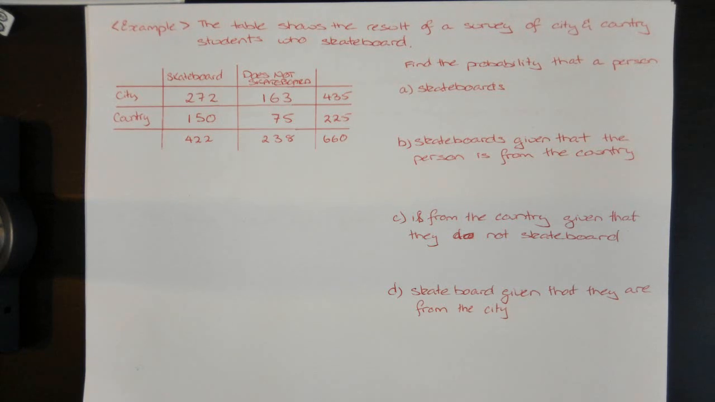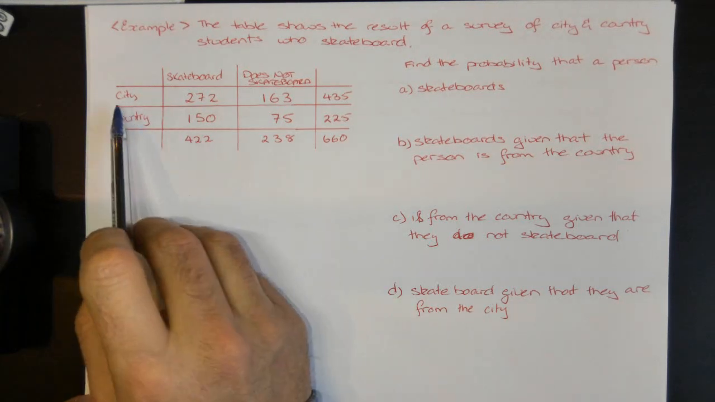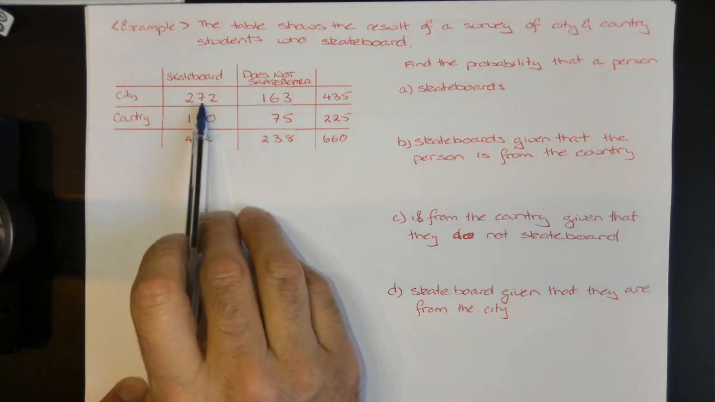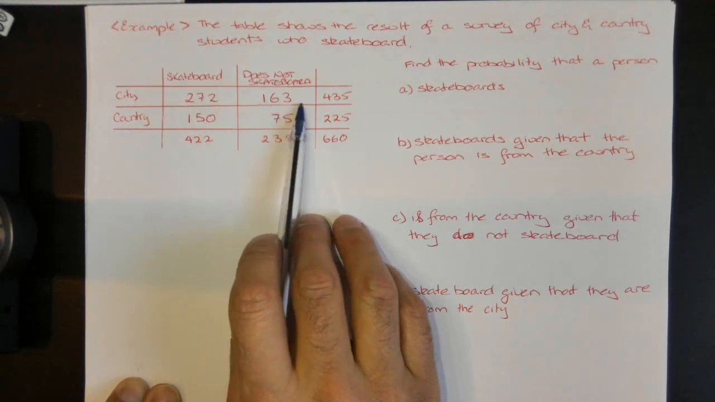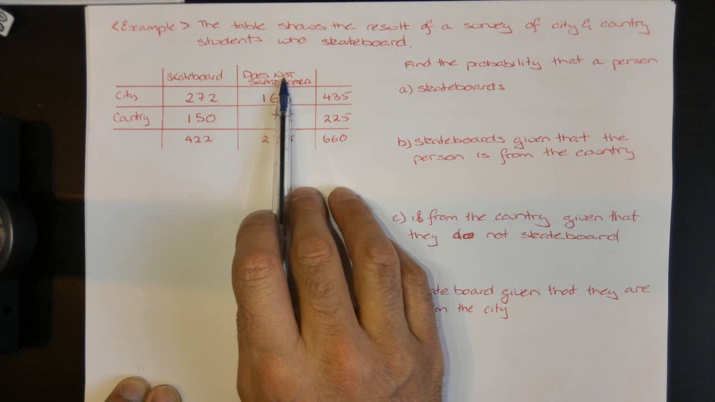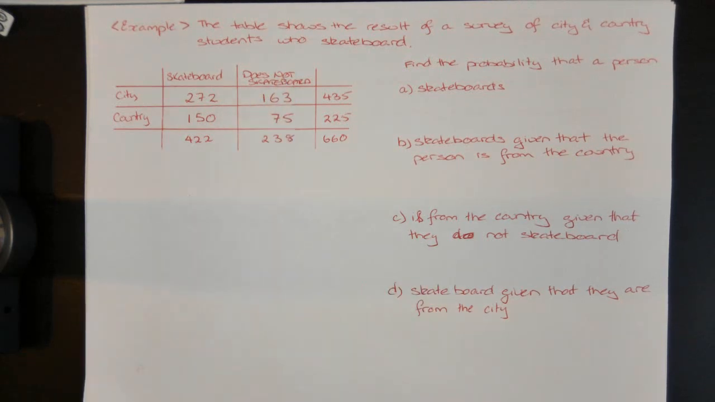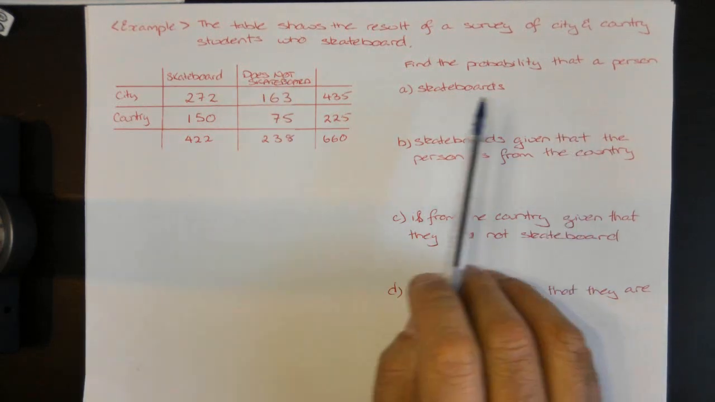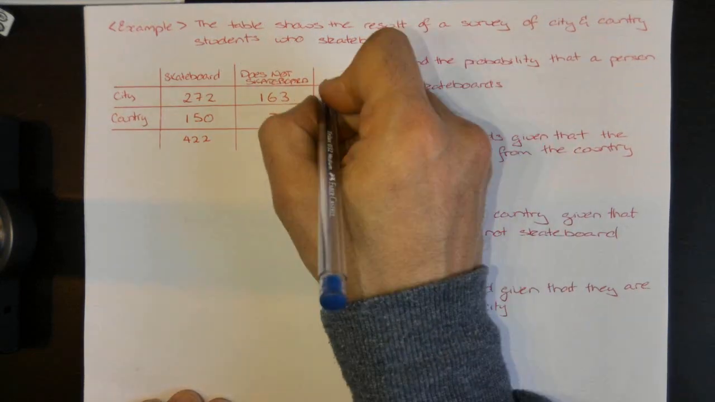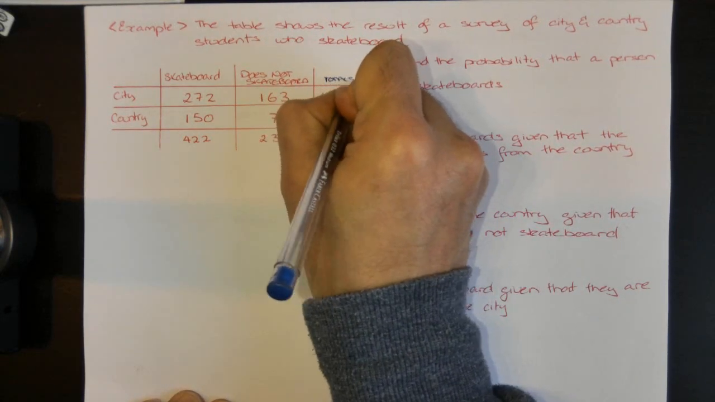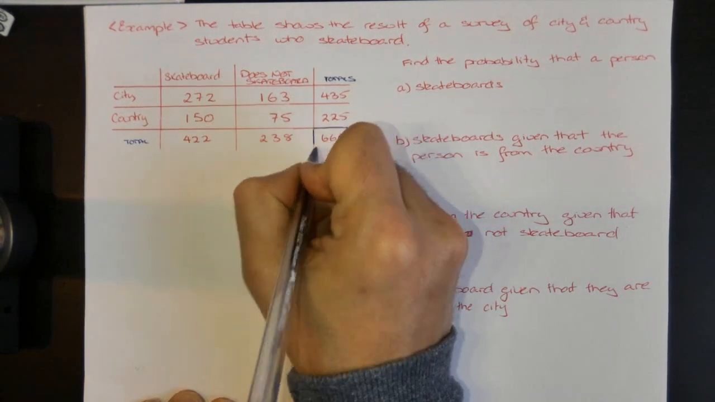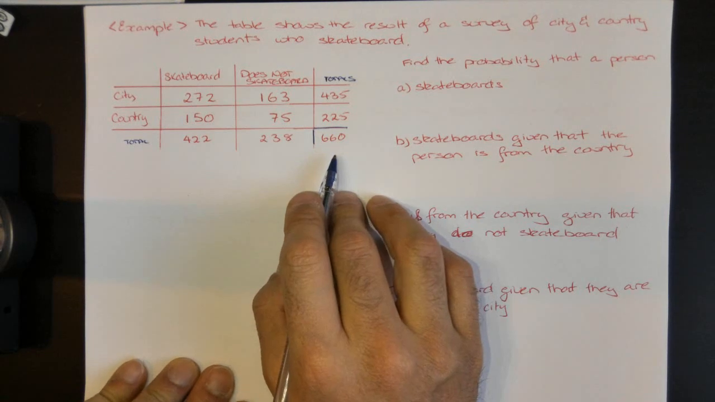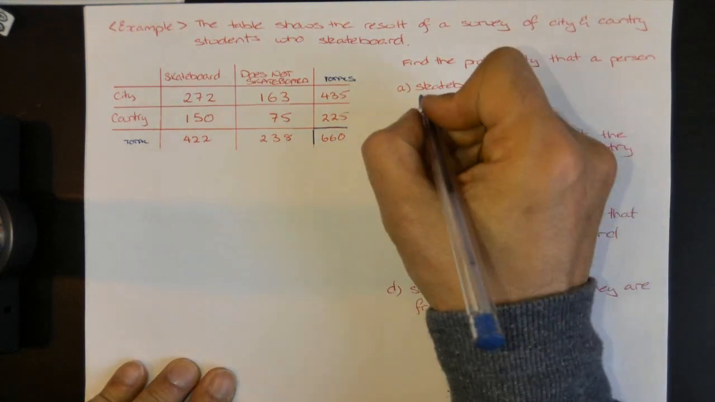The table shows the results of a survey of city and country students who skateboard. Here we can see there were 272 city students who skateboard, and 163 city people who didn't skateboard were surveyed. We want to find the probability that a person skateboards. These are the totals, so we can tell that there were 660 students surveyed all up. So we want to find the probability that a person skateboards.